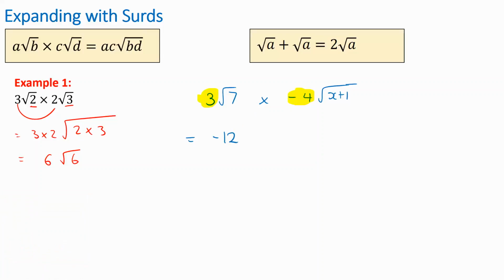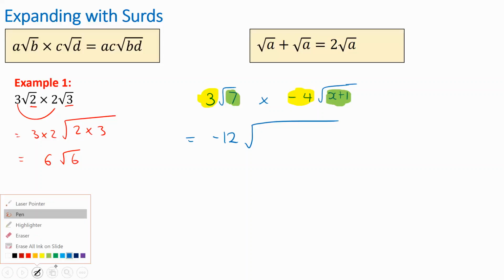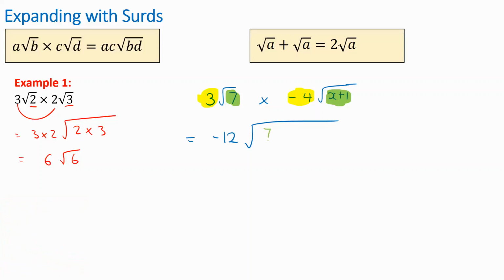That's good. Now let's work with the square roots. Inside the square root, I've got a 7, and I've got an x plus 1. You'll be multiplying surds with surds, numbers with numbers. So in this case, I'm going to do it in green here, you're now saying 7 times x plus 1. Okay, that's going back to what you've learned so far in the first slide.